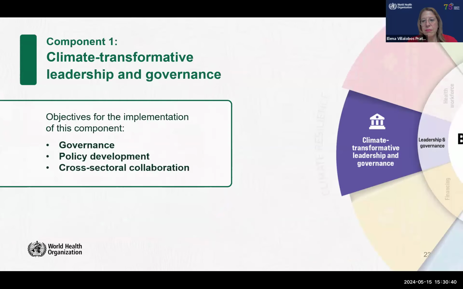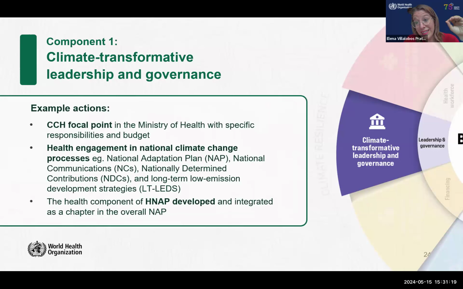This is just an example looking at climate transformative leadership and governance. Basically, when you manage to have a look at the operational framework, you will see that is quite practical, quite simple. You will have a specific section for each of the components of the operational framework, in this case, the climate transformative leadership and governance. For each of the components, we have specific objectives. So in this case, governance, policy development, and cross-sectoral collaboration. Next slide.